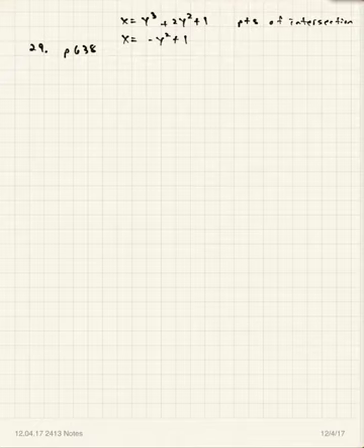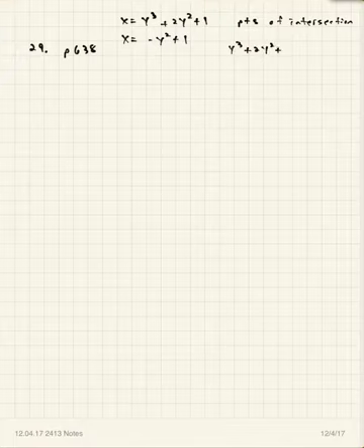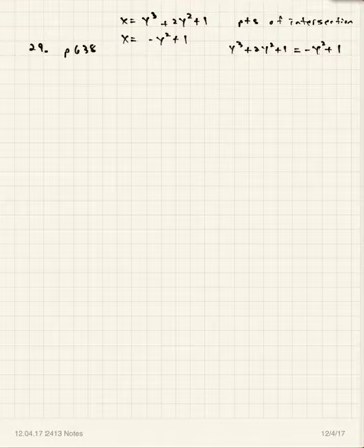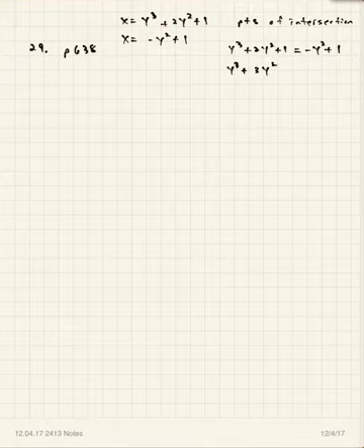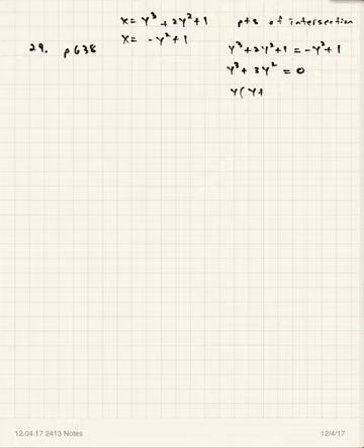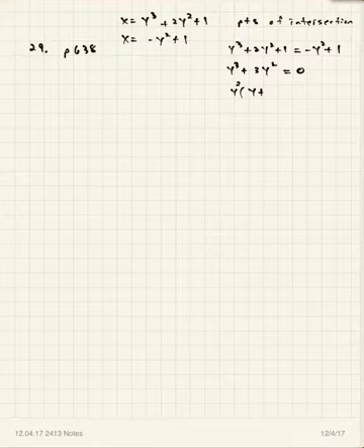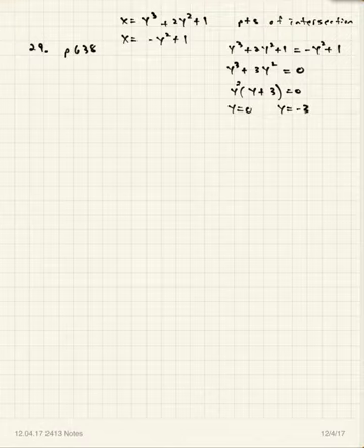are going to be, using substitution, y cubed plus 2y squared plus 1 equals negative y squared plus 1. So this gives me y cubed plus, I add y squared and I get 3y squared, and I subtract 1 and I get 0. So I factor out a y squared and I get y squared times y plus 3. And so that gives me y equals 0 and y equals negative 3.